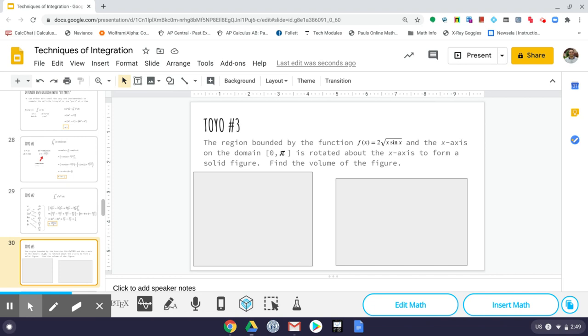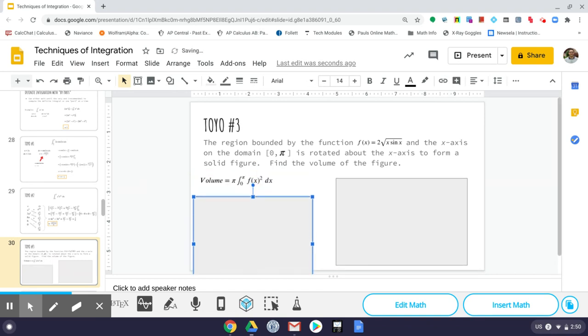If you want, I recommend getting your calculator, typing in f of x equals 2 square root of x sine x if you want to see that region, see how it's bounded, what it looks like, but only on the domain from 0 to pi. If you rotated that region about the x-axis to form a solid figure, how would you find the volume of it? Pause the video, give it a shot, come back. All right, let's take a look.